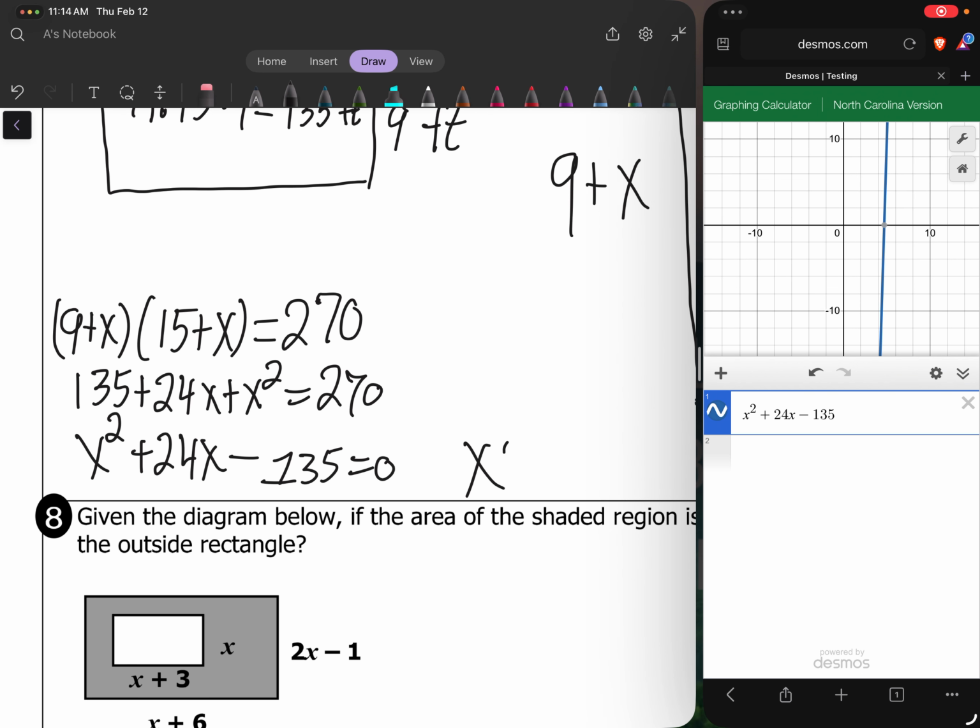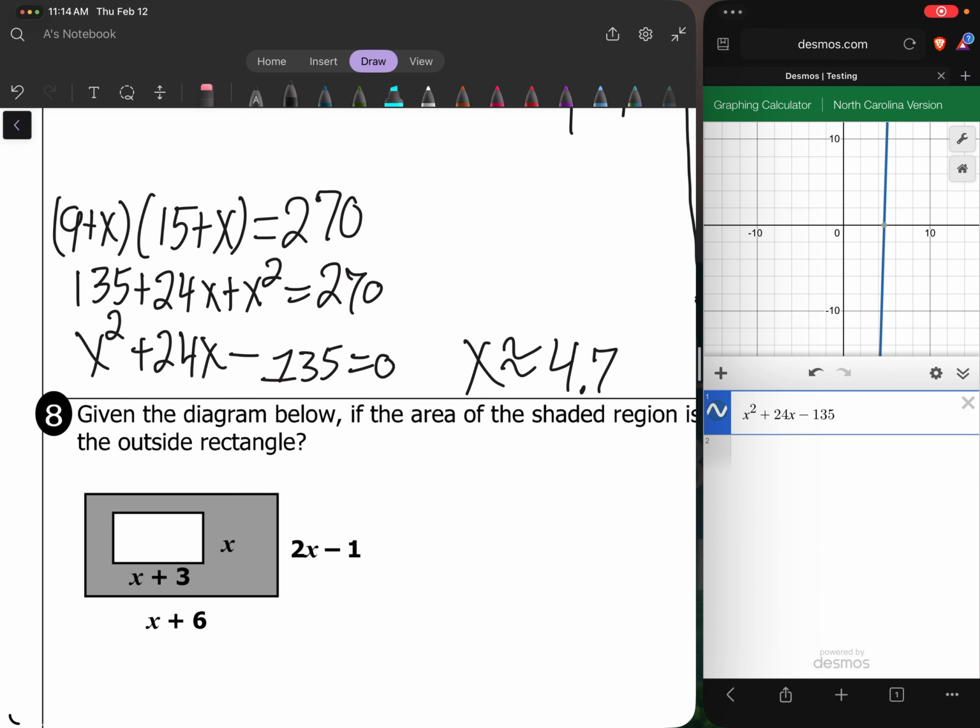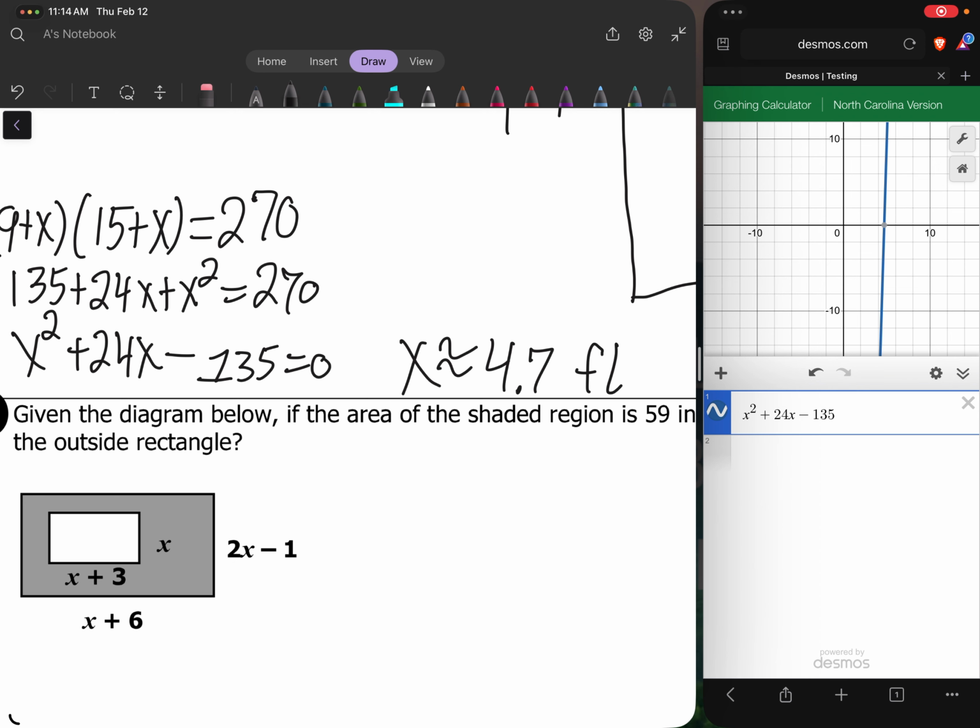4.7. That's the nearest tenth of a foot, right? Yep. Done.